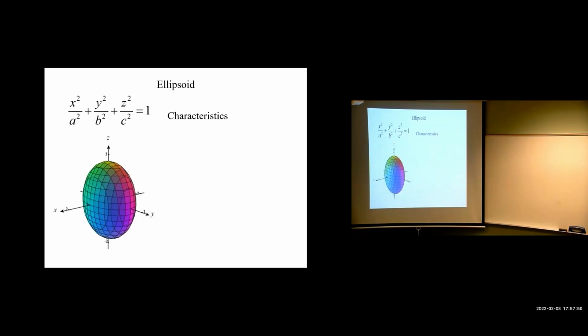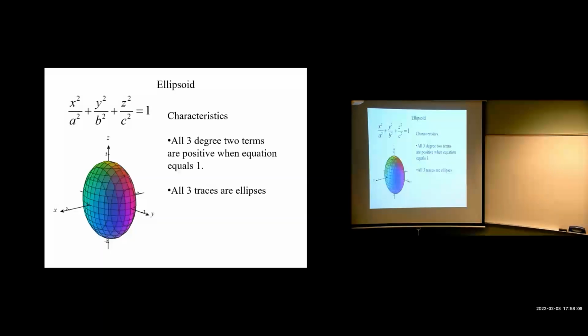And it's going to look something like this, like an egg. That's an ellipsoid. So this is when all three terms are positive, and the equation equals 1. And all 3 traces are ellipses, because if I were to cancel out, let's say we zeroed out the z term, we'd have an ellipse in 2D, x squared over a squared plus y squared over b squared equals 1. That's what a trace is. It's like when you zero out a term, what do you have?